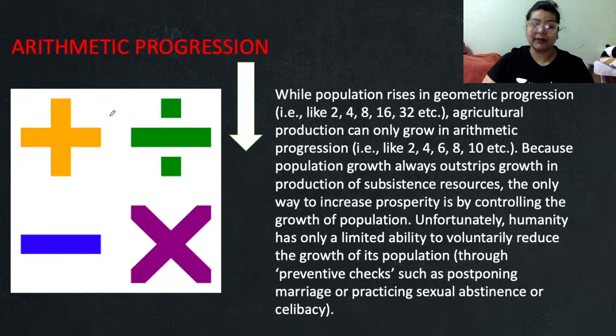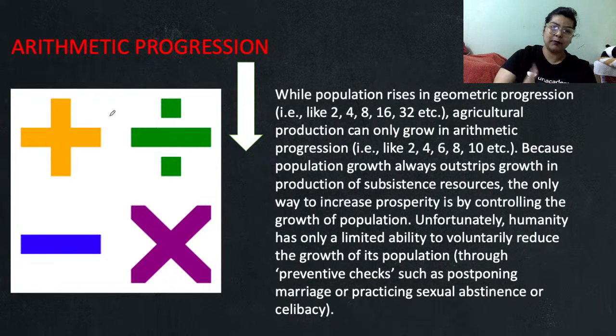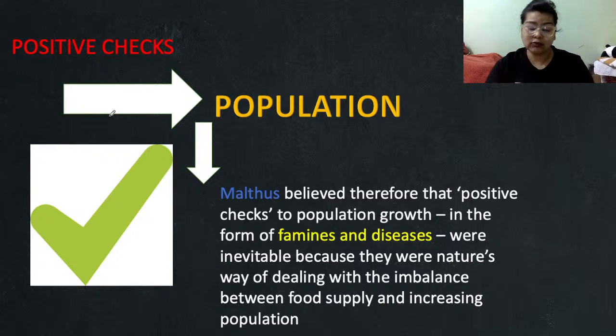Now, there were preventive checks, such as postponing marriage or practicing sexual abstinence or celibacy, leading to population control. What he said was that it's better that people don't get married and don't have children, so they don't get into poverty, because that is how the population might stop. Simple fact. So his basic idea of population theory was also built on positive checks.